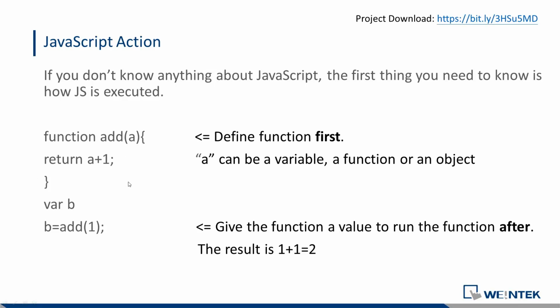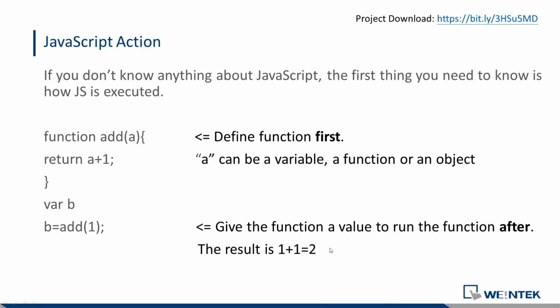After I define this function, I will execute it by giving A a value. You can see here on the left side that B equals add(1). I use this add function and give a value of 1 to it. So the JavaScript code will be executed here. The first and second lines of this code are only to define this function first. In the last line of the code, you actually execute the function. So you need to define the function first and run the function after. The result of the add function here is 1 + 1 equals 2. This is the first concept of JavaScript, that it is different from the macro, in that it is not executed from the top line to the bottom line.